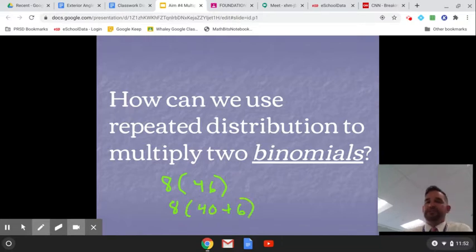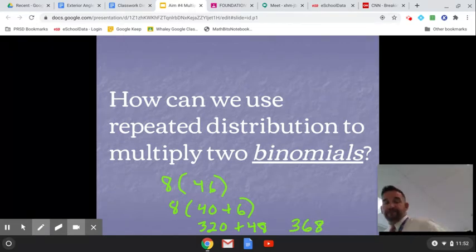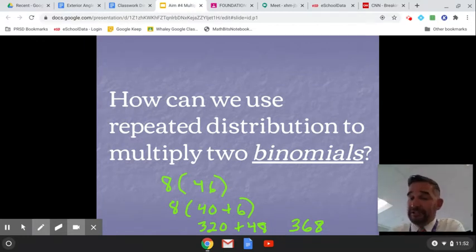And that would make it a little easier to multiply because 8 times 40 is just 320. 8 times 6 is 48. And 320 plus 48 is 368. To the point where we can almost do that in our head. So that was one way that we used the distributive property yesterday for something realistic, some application of it.